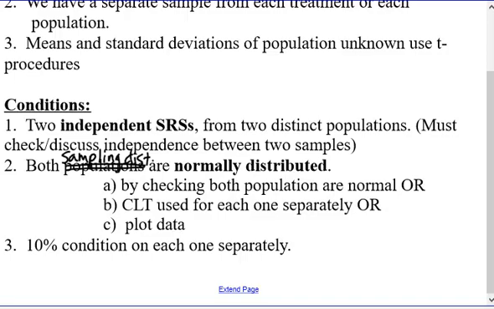Okay, so those are the conditions. They're the same as before. Only thing is that now they're all doubled. So you have to check it for both populations. So you have to check the simple random samples twice and make sure the two samples that you have are independent of each other. You have to check the sampling distribution for both groups. So you have to do that twice. And the 10% condition you have to do twice. Otherwise, it's exactly the same as what we did before.